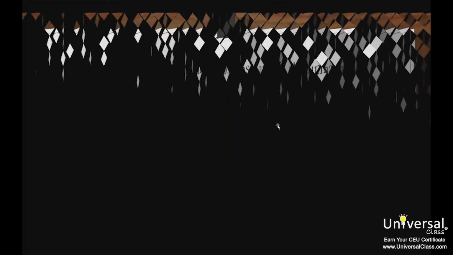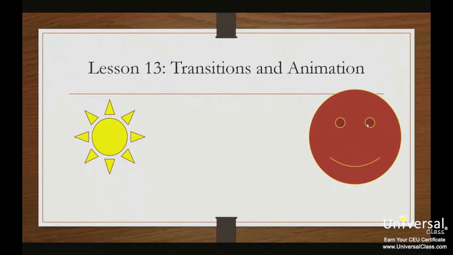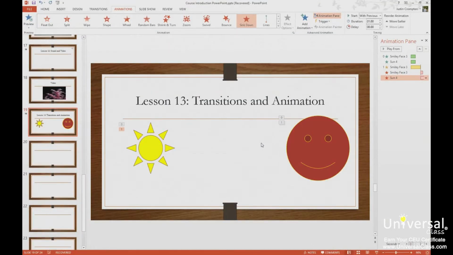So now my sun and my smiley face are going to show up. When I click the slide, my smiley face is going to spin, and then both are going to leave the slide. So those are animations. Now the last one I haven't talked about is a motion path. Let's give my sun a motion path on the slide.